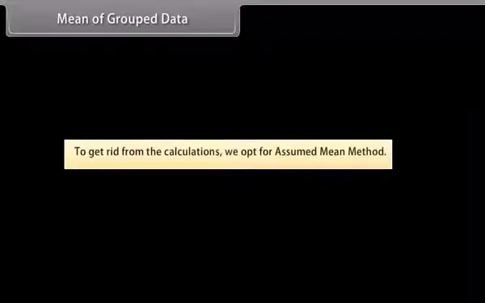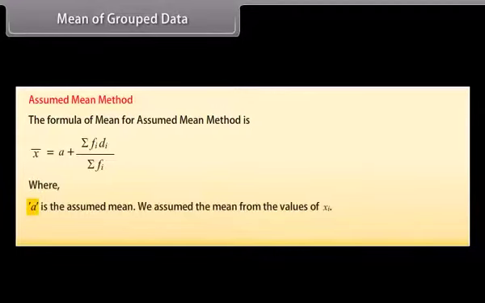Mean of grouped data. Sometimes the product of xi and fi becomes too large that this method becomes quite time-consuming. To get rid of calculations, we opt for assumed mean method. Assumed mean method. The formula of mean for assumed mean method is x bar equals a plus summation of the product of fi and di divided by summation of fi, where a is the assumed mean. We assume the mean from the values of xi, di is equal to xi minus a.